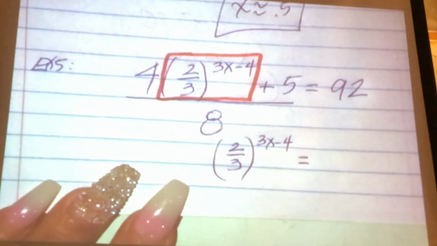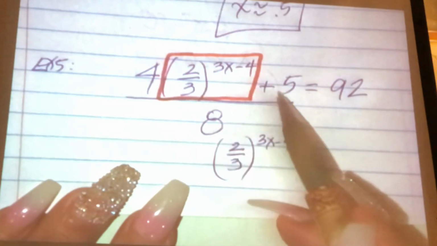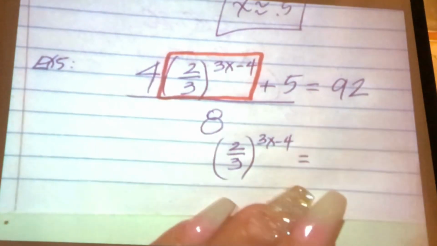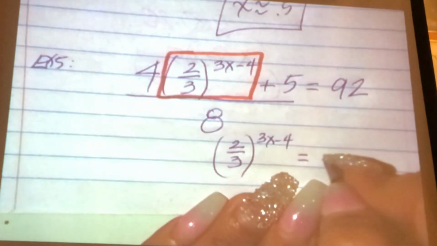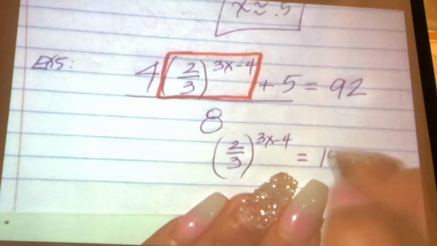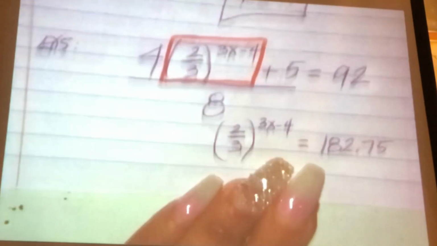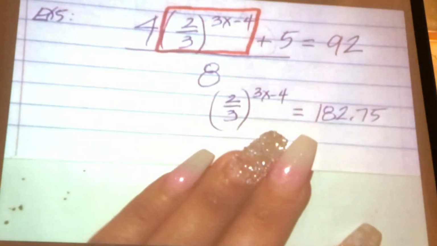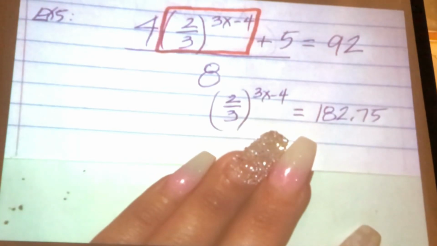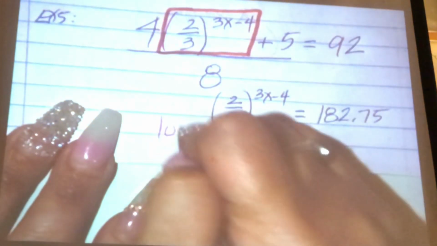John, what do you get when you take 92 times 8 minus 5, divided by 4? Are you in agreement, guys? Yay or nay? Yay. Oscar, now what? Very good. Log base 2/3 on both sides.